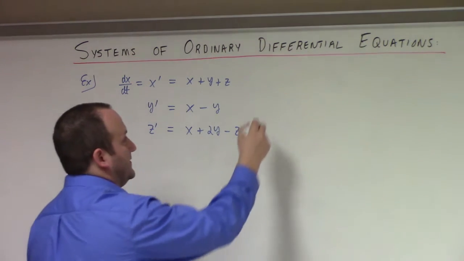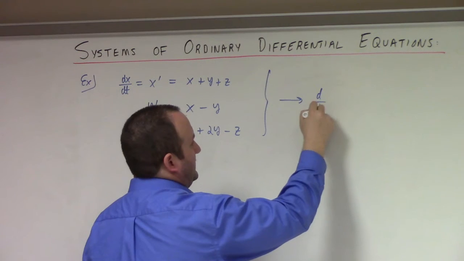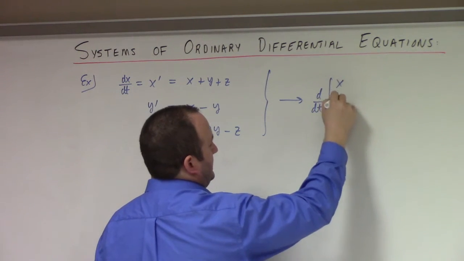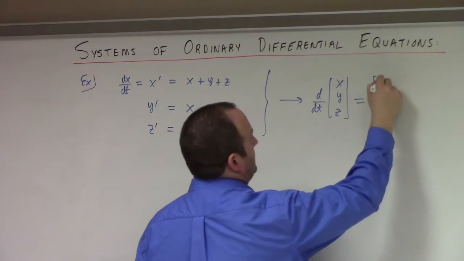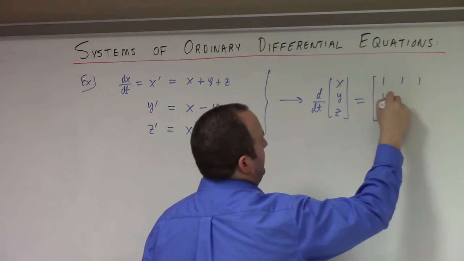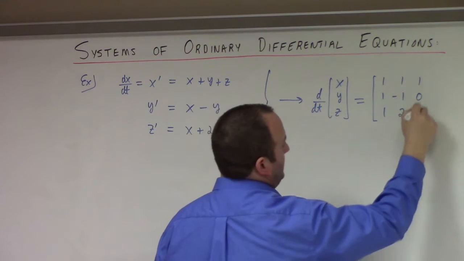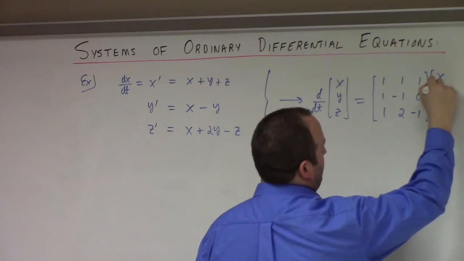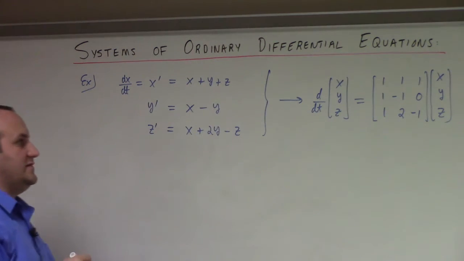Now, you can rewrite this in the following form. You can rewrite it as the derivative of this vector x, y, z is equal to this constant matrix, 1, 1, 1, 1, minus 1, 0, and 1, 2, minus 1, multiplying x, y, z. And so this is a homogeneous system.